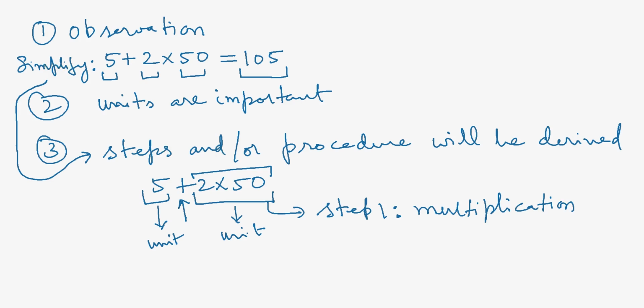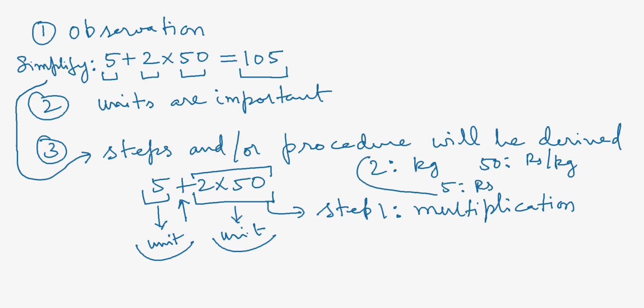Because there are only 2 operations, multiplication and addition. Step 1 is multiplication. The reason being, the addition can be performed only after completing the multiplication, and the example could be, the 2 could be in the units of kg and the 50 could be 15 rupees, of rupees per kg. And I mean the 5 could be simply the rupees, right?